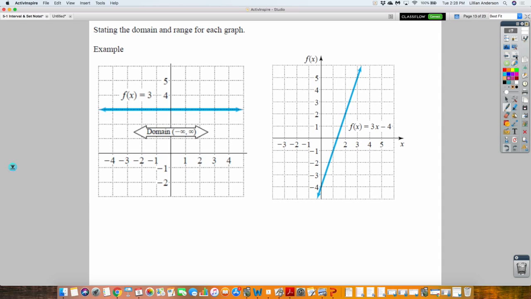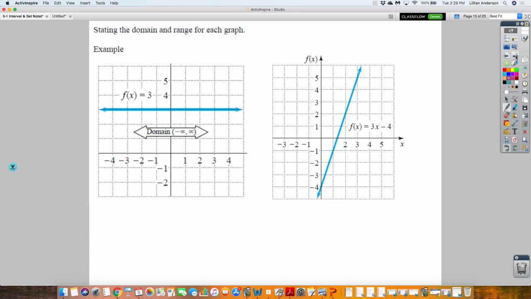Now, domain of a graph pertains to the x values. Okay? Domain pertains to the x values. So if you look at that very first graph, it's a horizontal line. What's the furthest left that it goes? Negative infinity. What's the furthest right that it goes? Positive infinity. And as you can see, there's the domain right there on your paper. From negative infinity to positive infinity. That is the interval notation for that.